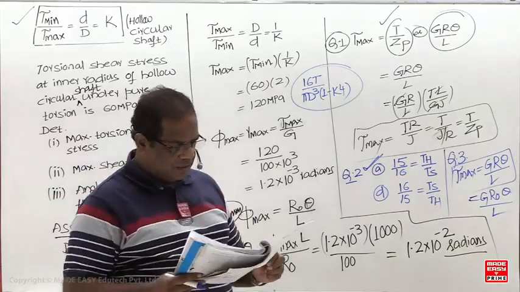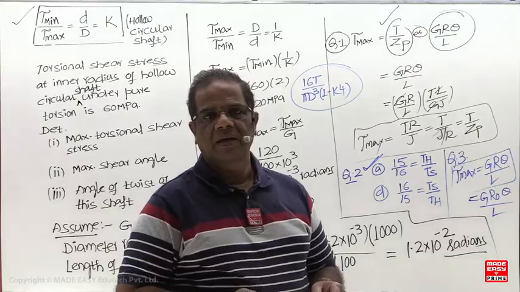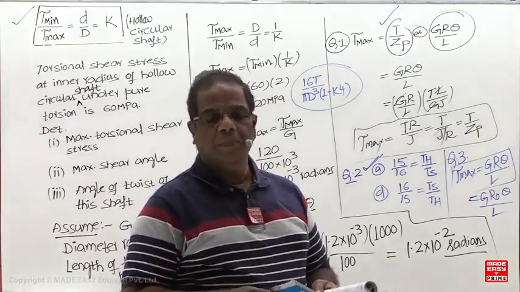So remaining questions you can get directly. 13 is given as what now? Torsional stiffness, GJ upon L.